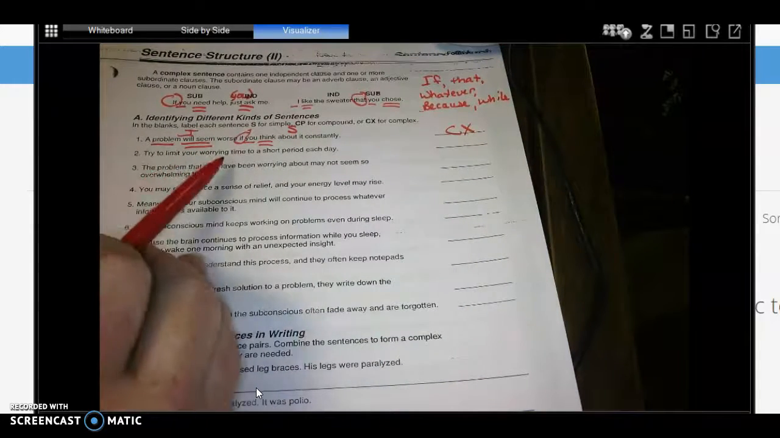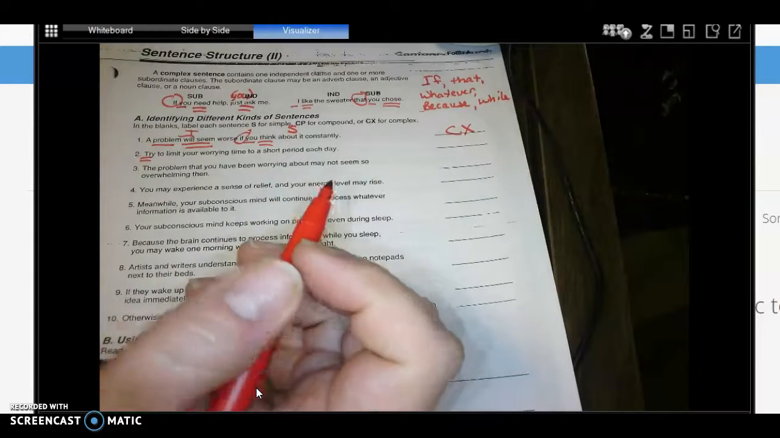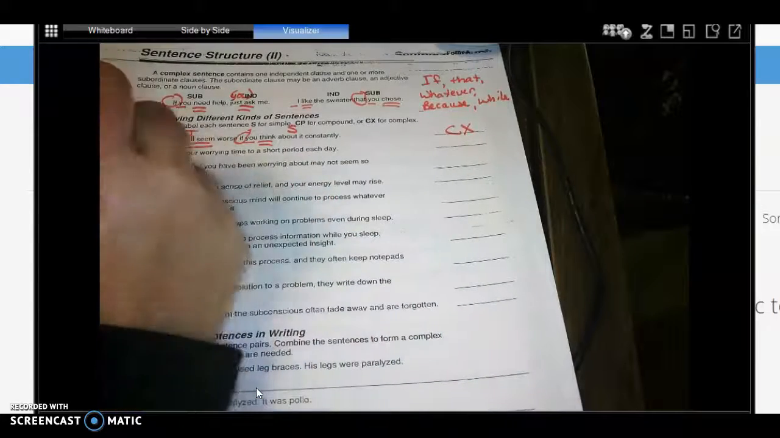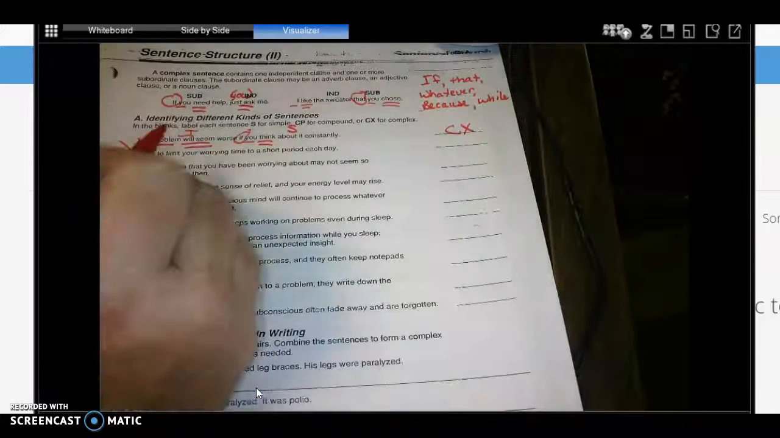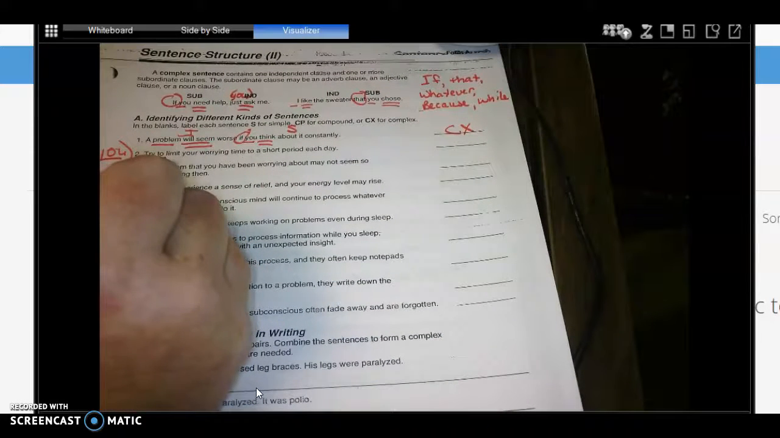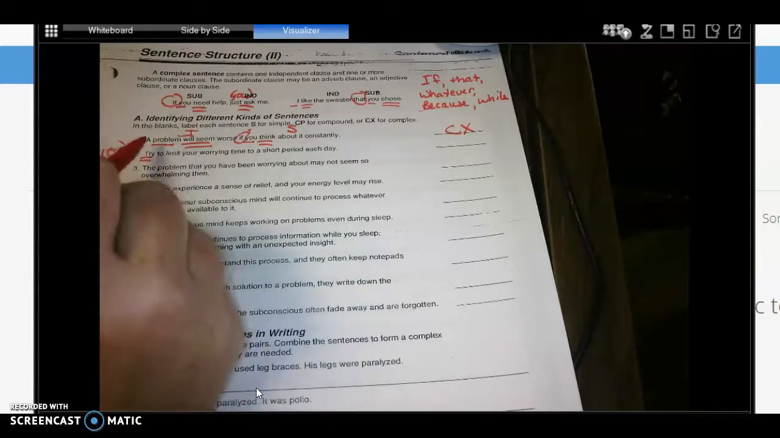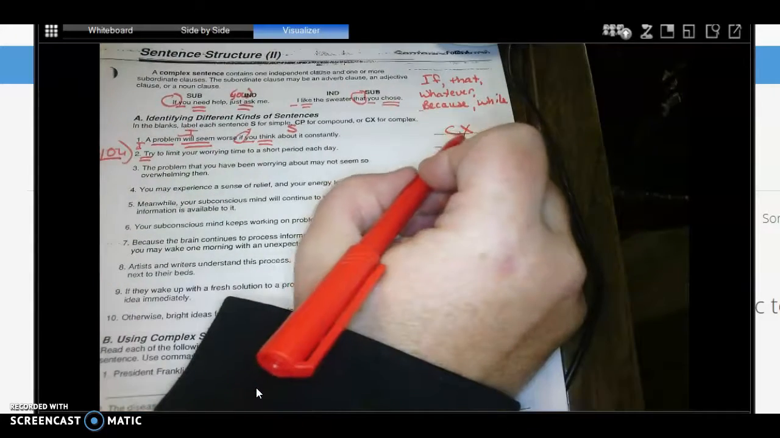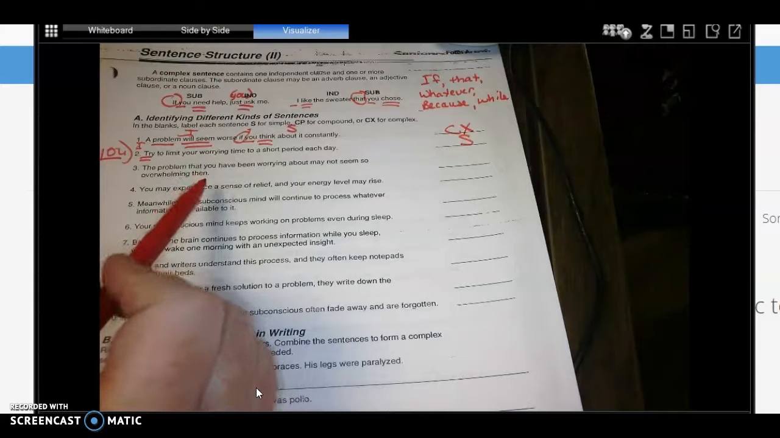Try to limit your worrying to a short period each day. Try is my verb here, and this has the understood you as the subject, right? So we're going to write it out here. To limit is an infinitive, but it's not a true verb. So I only have one subject and one verb. So that should lead you to say that this is an independent clause and this sentence is going to be simple.